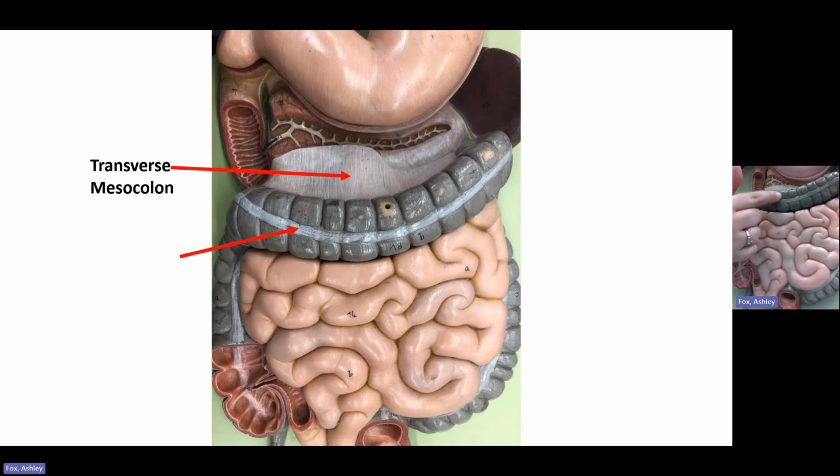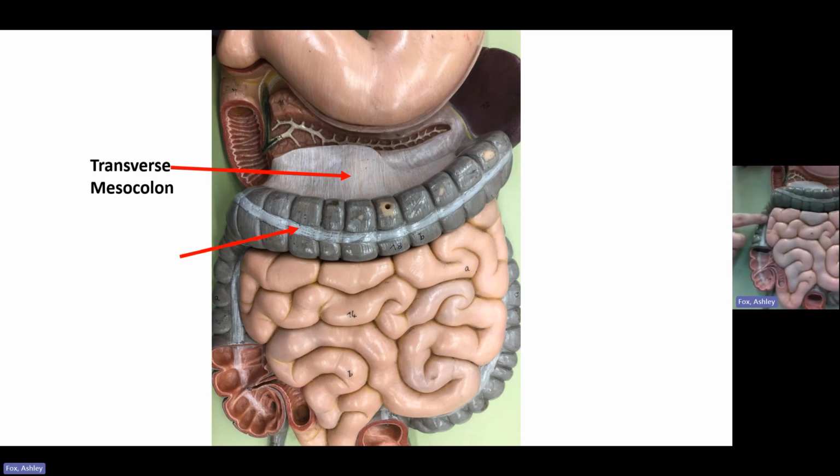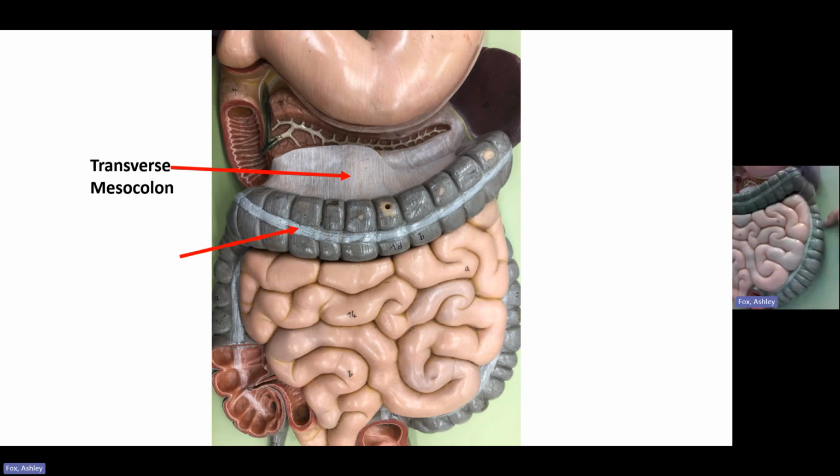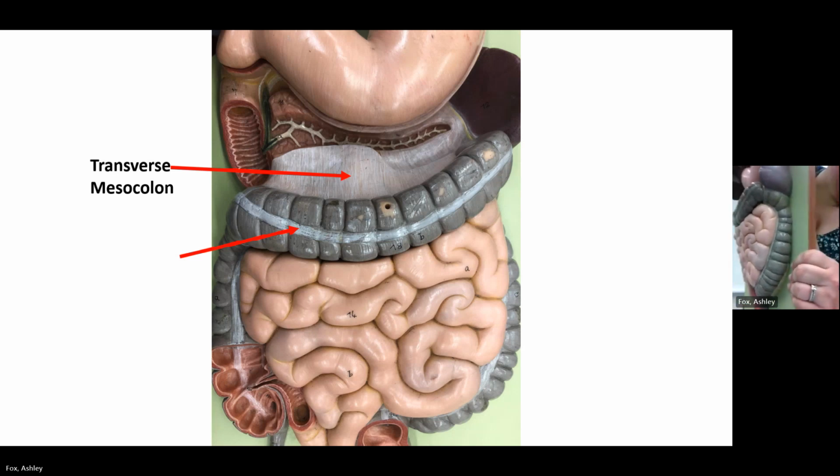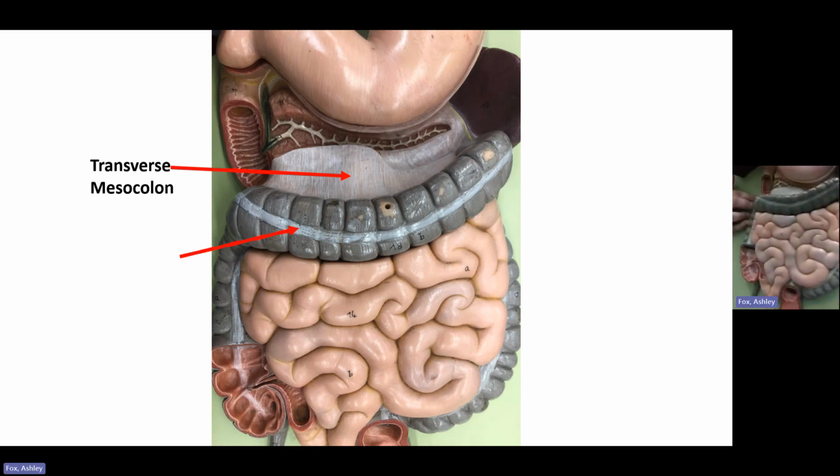Other structures: this is not pointing at the transverse colon, but you can see this line that goes all along the colon. Mainly you can see the light here. That's called your teniae coli. So it's a band of tissue that runs the length of the large intestine, or the colon.